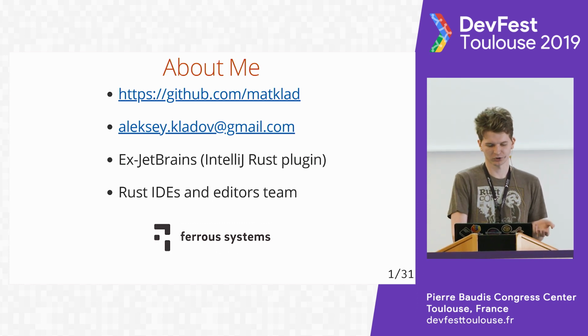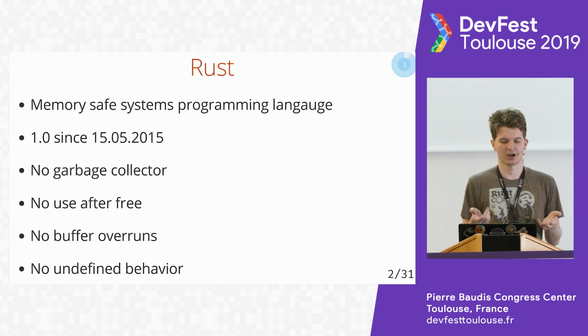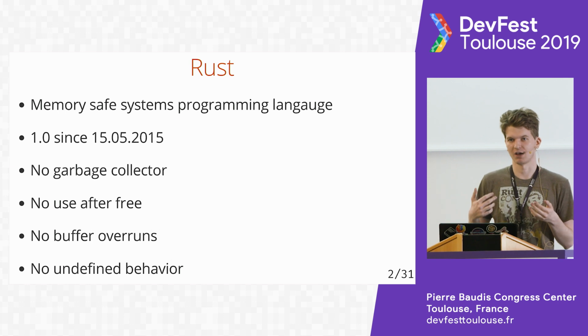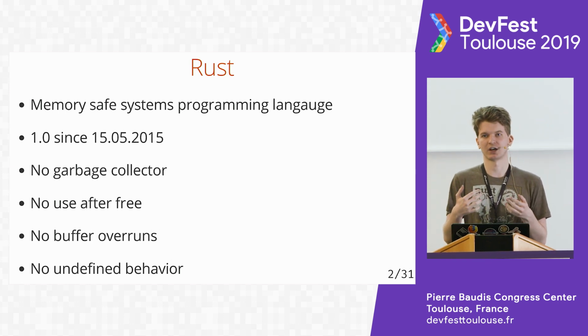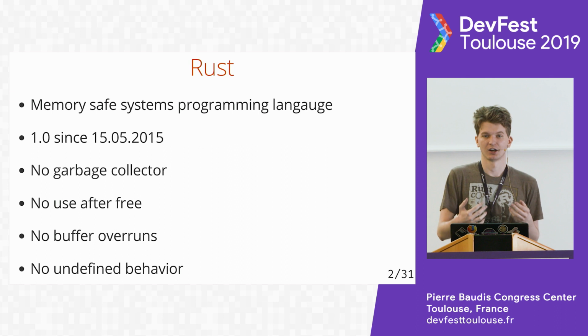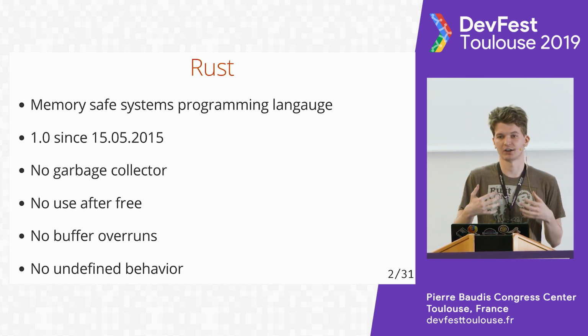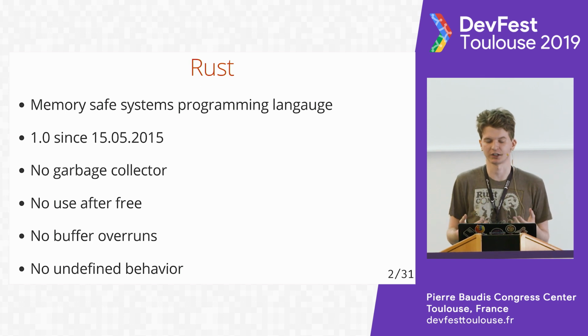So, what is Rust about? In two words, it's a memory-safe systems programming language. That means that Rust does not have a garbage collector. All memory is managed by the compiler at compile time, deterministically.